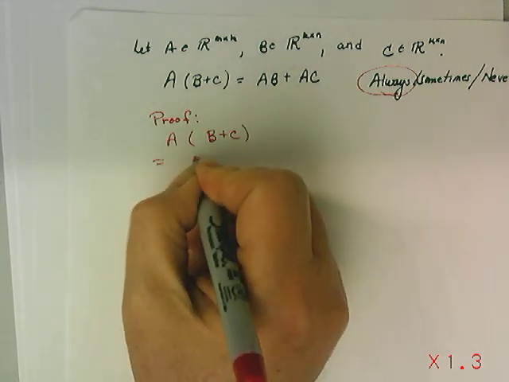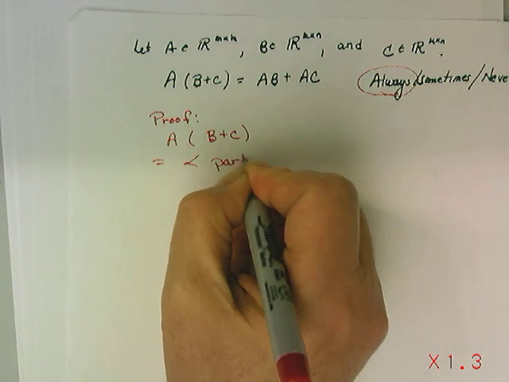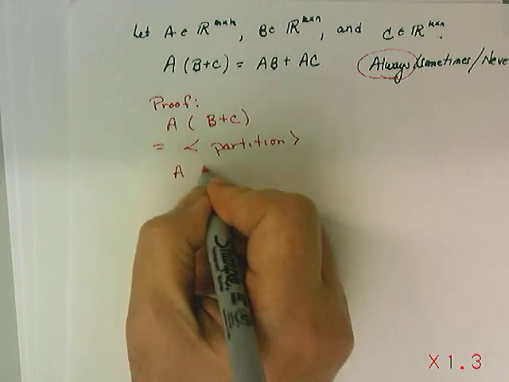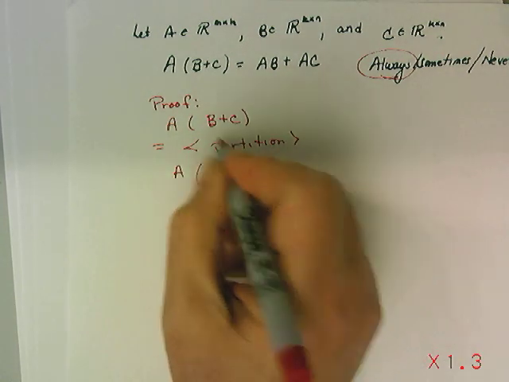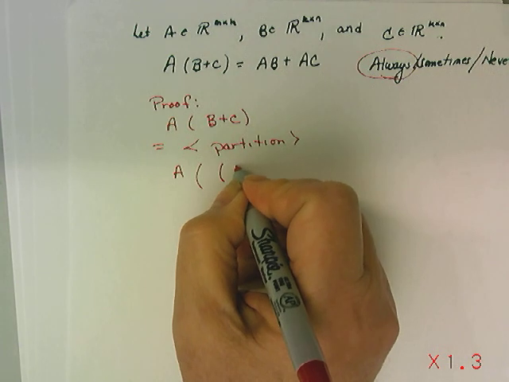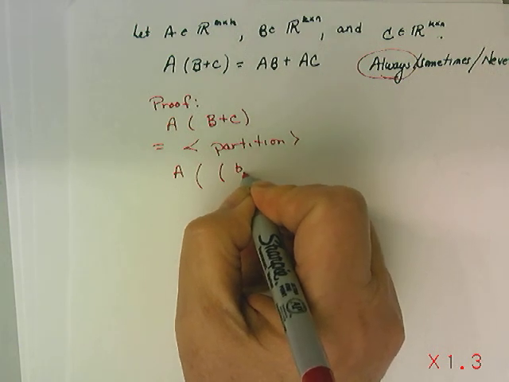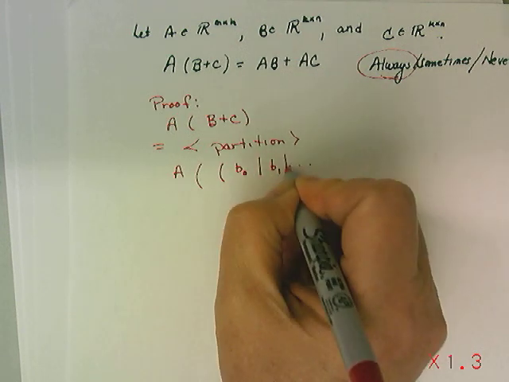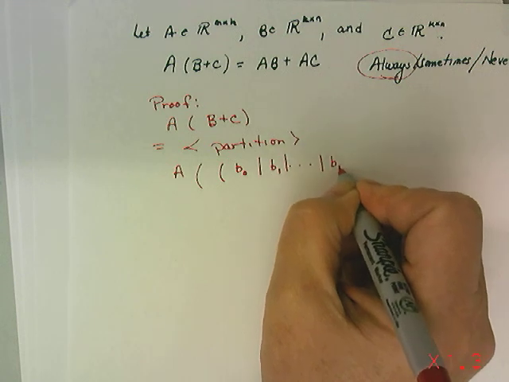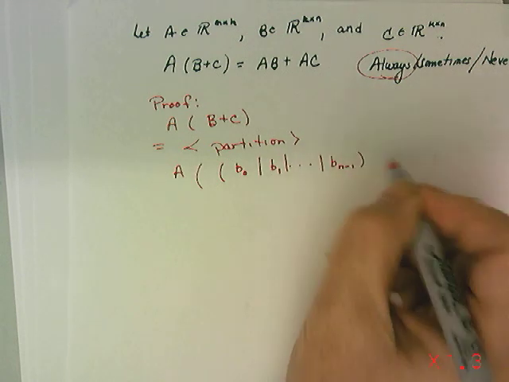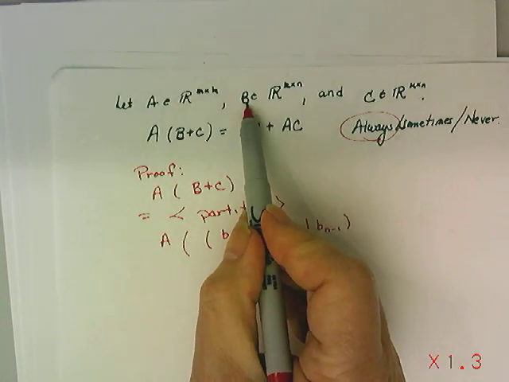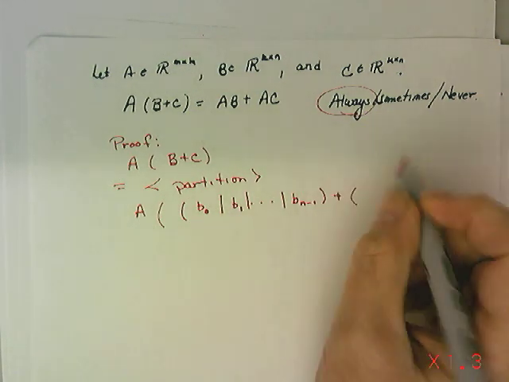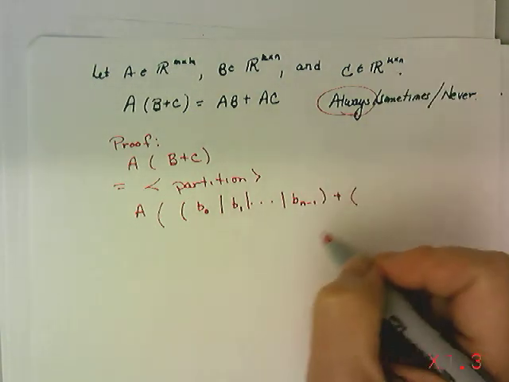And again, I'm going to partition my matrices. So I'm going to write it as A times, I'll partition B into columns. The columns are going to look like B sub 0, B sub 1, and so forth, B sub n minus 1, since B is supposed to have n columns. Then I add to it the matrix C that also has n columns, otherwise we would not be able to add B and C.